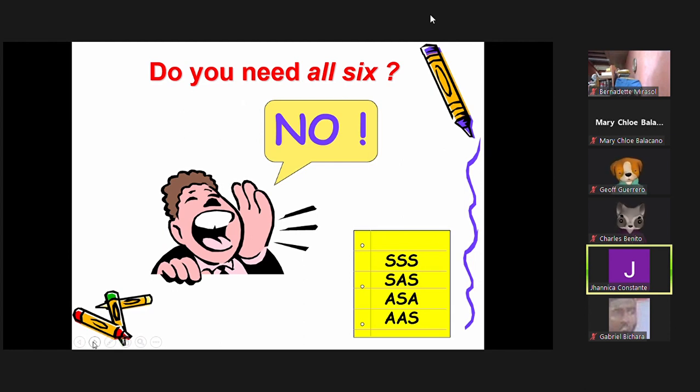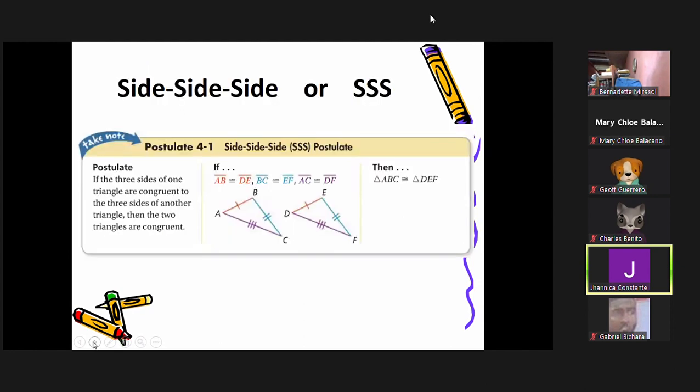So let's start with the SSS. When we say SSS, that is a postulate when it comes to the sides of our triangle: side, side, side. So if the 3 sides of one triangle are congruent to the 3 sides of another triangle, then the 2 triangles are congruent. Mas madaling i-identify, it's very easy to identify when it comes to the sides using the symbol that we have here. Kapag merong ganitong symbol, it identifies that the two triangles are congruent.